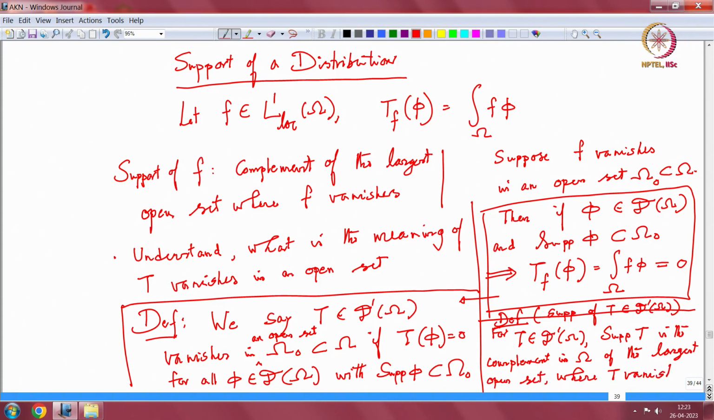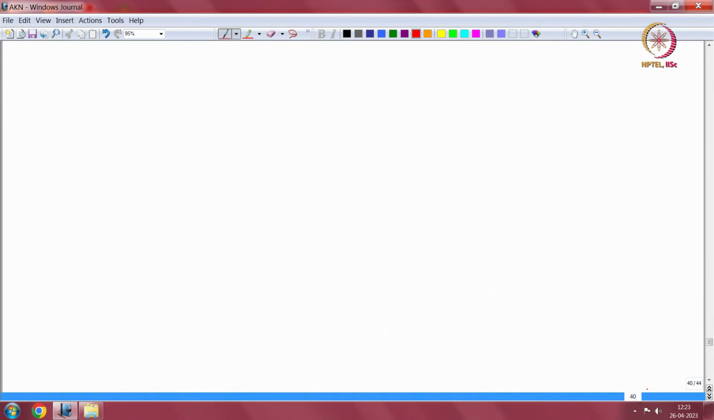So, look for all open sets, that is the best way. Look for all open sets in omega where T vanishes, according to this definition, and then take the union of them, then you will get the largest open set, and you take its complement, and that is the support.